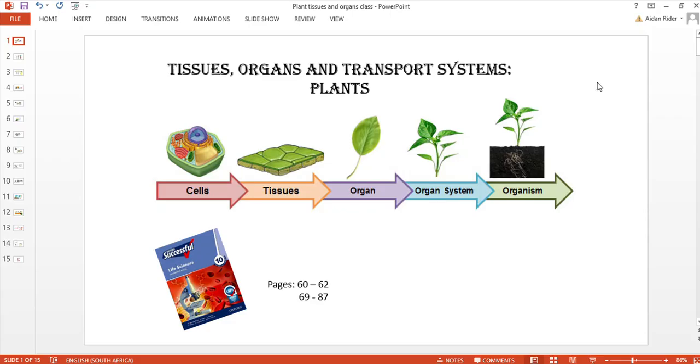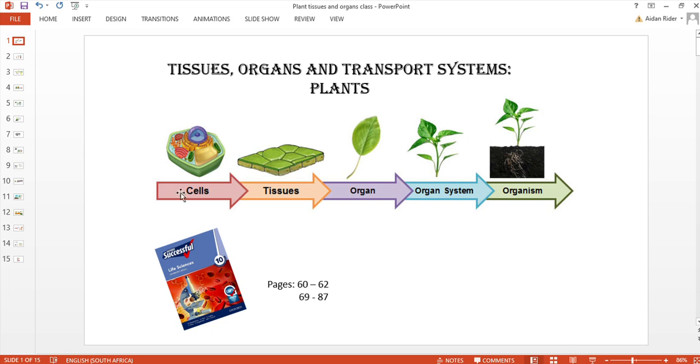Good morning, guys. So today's topic is tissues, organs, and transport systems of plants. Hope you guys can remember that last we talked about cells, mitosis, meiosis, and so on, how cells replicate, and also hope you guys remember all the organelles that are within cells.